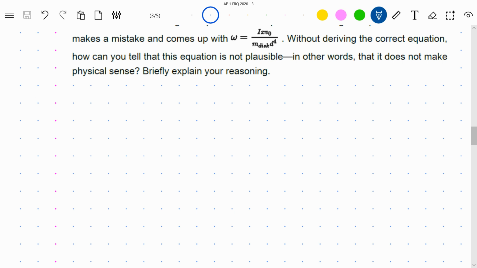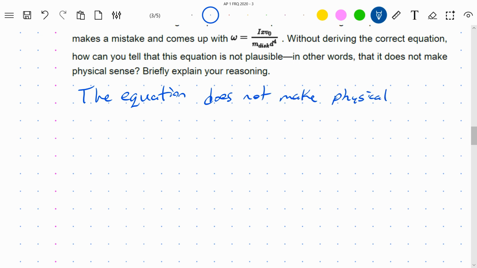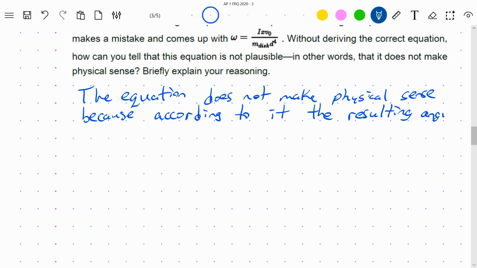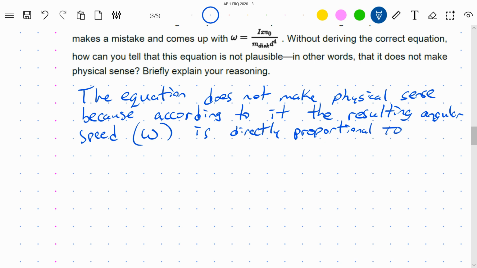Well, how about if we say it's something like this? The equation does not make physical sense because, according to it, the resulting angular speed omega is, again, according to the equation, directly proportional to the rotational inertia of the rod I. Okay, so let's think about that.